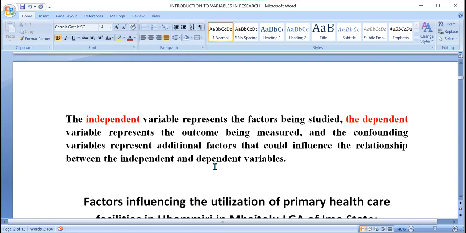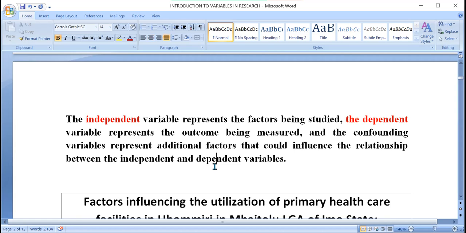What we're trying to say is that the dependent variable, from the name, depends on the independent variable. So if there's any manipulation in the independent variable, the dependent variable will receive the effect. If you increase it, it changes. If you decrease it, it changes. So the dependent variable is the variable that receives the effect.